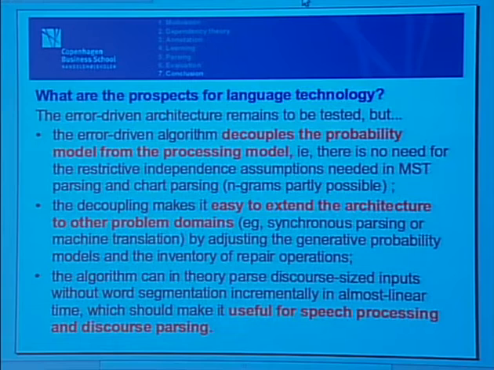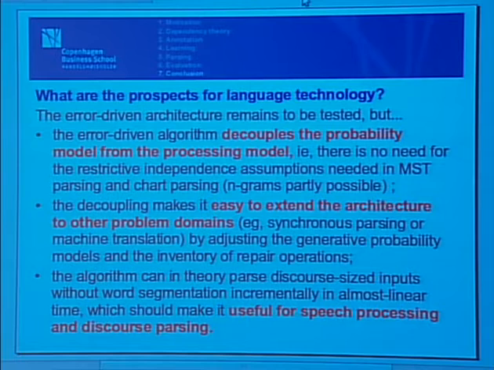So what are the prospects for language technology if this processing model works? Like I said, it remains to be tested on a large scale, but the good thing about it is that it really decouples the probability model from the processing model. You have very free hands in terms of the probability model that you apply, and the processing model is going to work anyway. So there's no need for the restrictive independence assumptions that you need in minimal spanning tree parsing and chart parsing. And you can even implement some kind of n-gram model in the generative model. The only thing is that you can only condition on the n-gram words that were generated previously in the generation order, and not the ones that come afterwards, because it's a generative model.